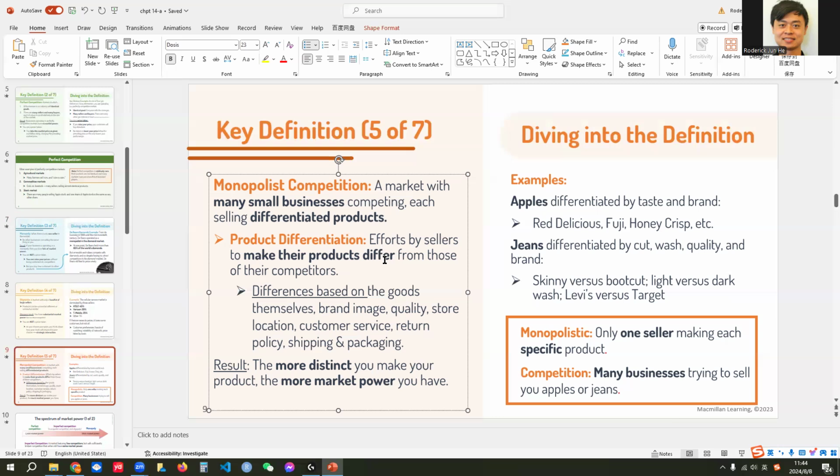right? So the difference is based on the products themselves, their quality, their brand image, the store location, customer service, return policy, shipping and packaging, a lot of those things to make sure that consumers will have a good experience, and then they can become loyal, namely inelastic to a product. The more distinct you make your product, namely you render your consumer more inelastic, more loyal, then the more market power you will have.